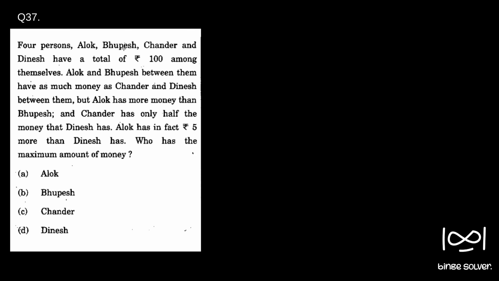We'll call them by their first letters, since all the first letters are unique: A, B, C, D. So it is given A plus B plus C plus D is 100. And then it is given that A plus B is equal to C plus D. But Alok has more money than Bhupesh, so A is greater than B. Since we have to find who has the maximum amount of money, B will not be the answer. So B is out.